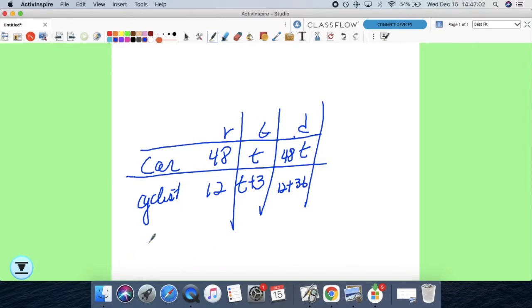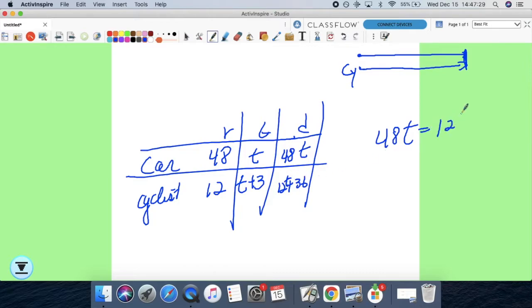How far from the starting point does the car overtake the cyclist? So here's a cyclist, he takes off first, right? Here's a cyclist, CY for cyclist, and then the car takes off, right? And then at some point the car will pass the bicycle. So what's that distance? At this point we know that each distance equals each other. So 48t equals 12t plus 36.